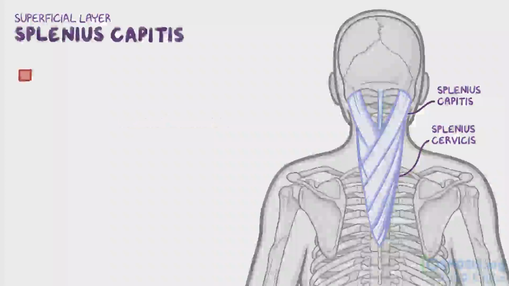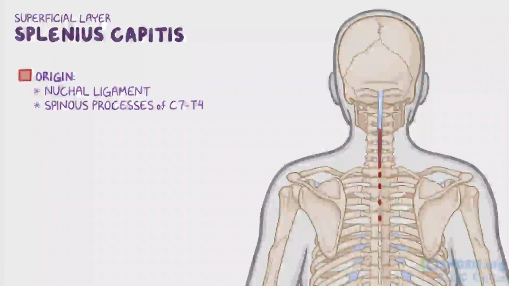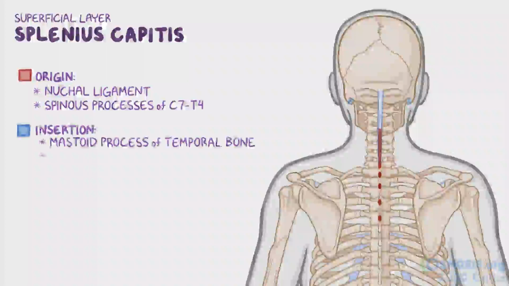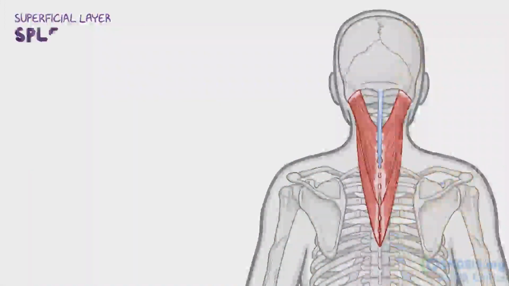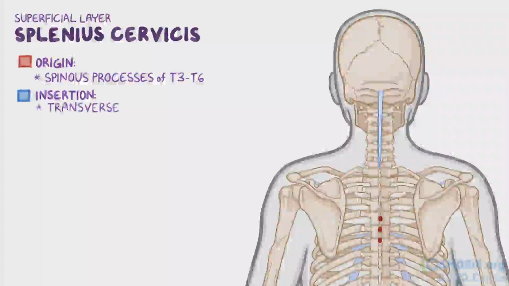Splenius capitis originates on the nuchal ligament and the spinous processes of C7 to T4. Its fibers run superolaterally to insert on the mastoid process of the temporal bone and the lateral third of the superior nuchal line of the occipital bone. Splenius cervicis originates on the spinous processes of T3 to T6. Its fibers run superolaterally to insert on the posterior tubercles of the transverse processes of the C1 to C3 vertebrae.